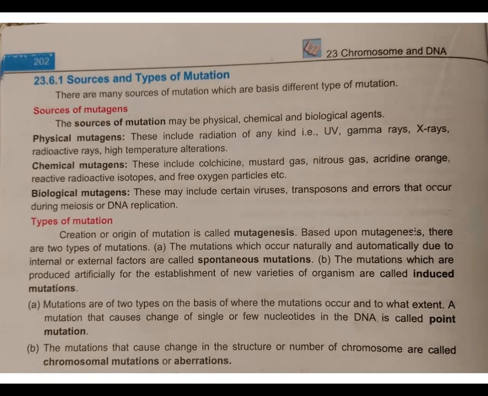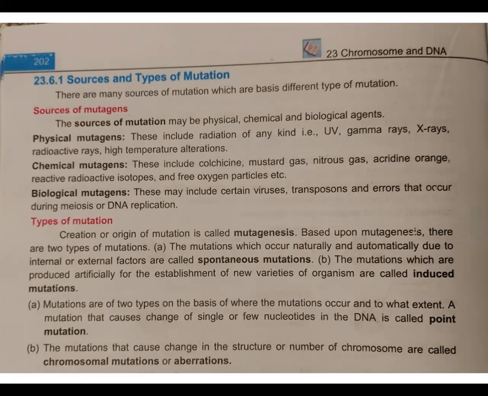So all these 3 different sources can chemically, physically, or biologically alter the genetic makeup, which will result in an overall different reading expression of the DNA, hence a mutation. Types of mutations can either be point or chromosomal mutations. The origin of mutation is called mutagenesis. Based on this, there are 2 types.